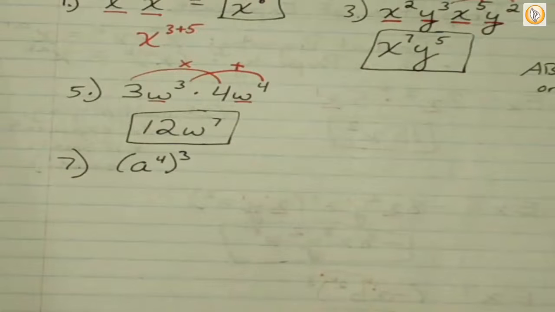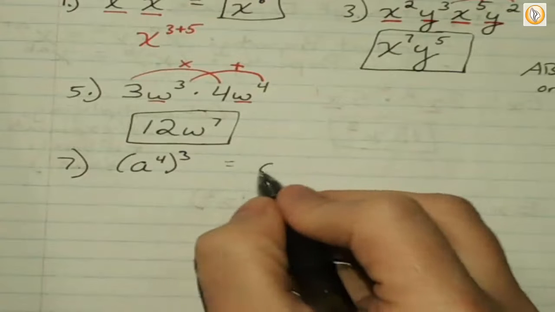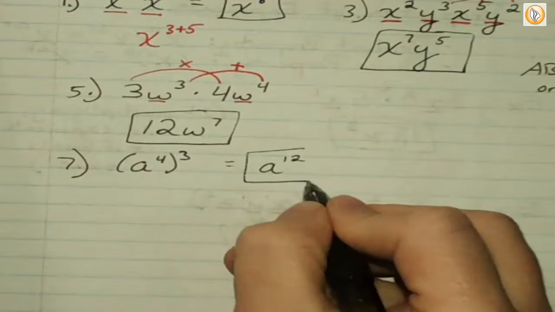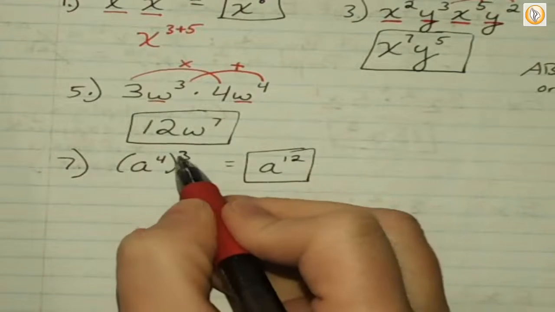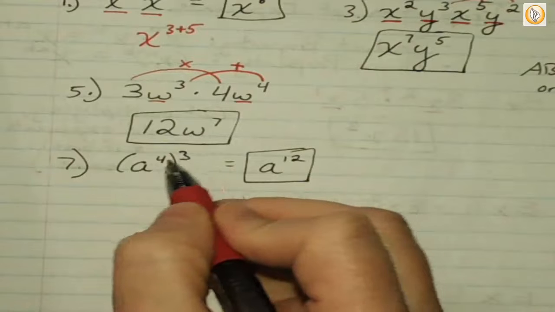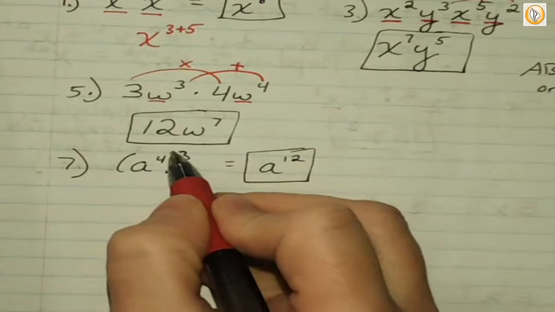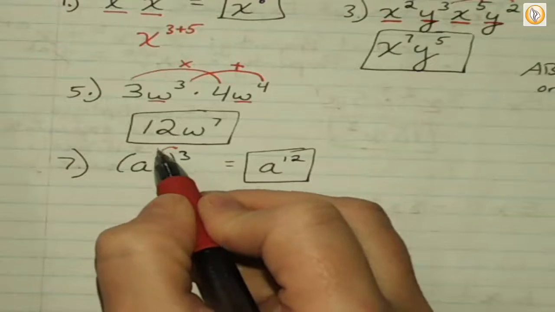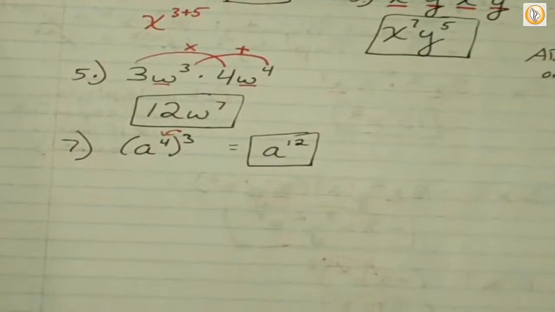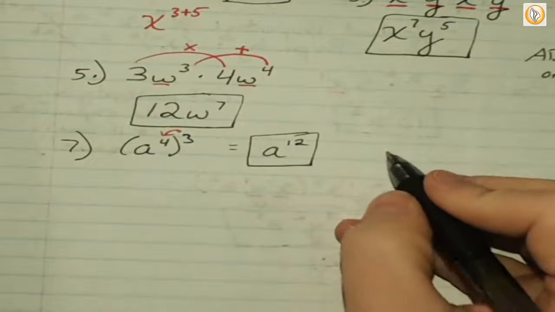How did you get A equals 12? 4 times 3. Very good. She's correct. When it's on the inside and outside of the parentheses, you multiply. So A to the 12th power. Good.